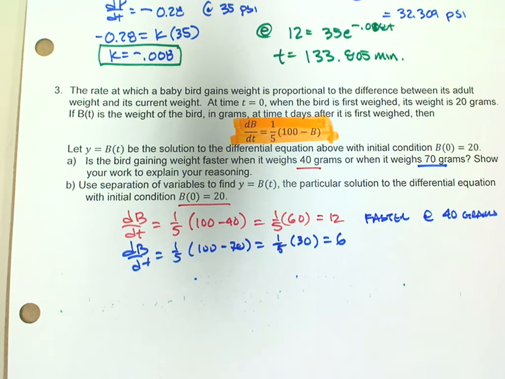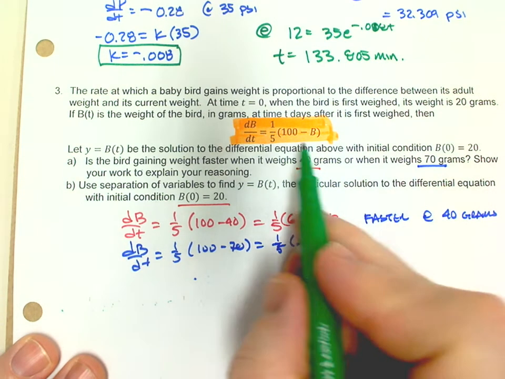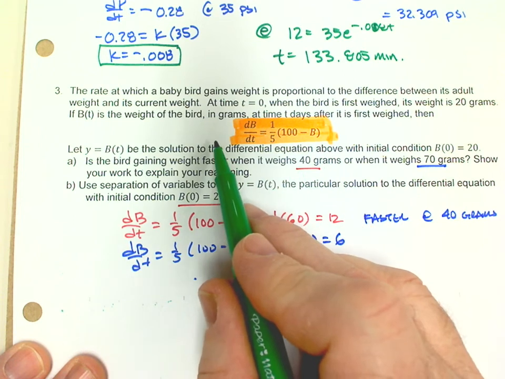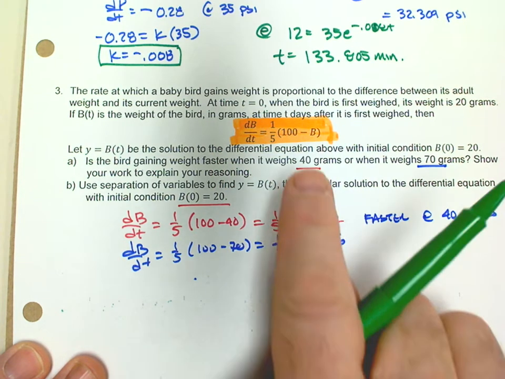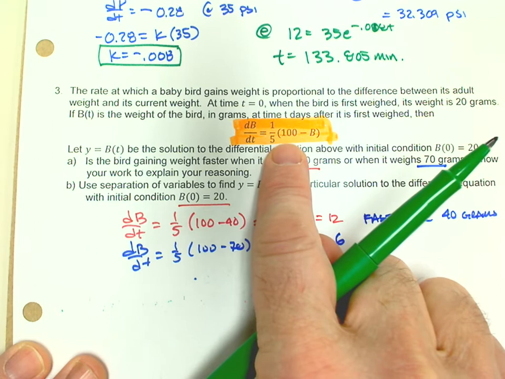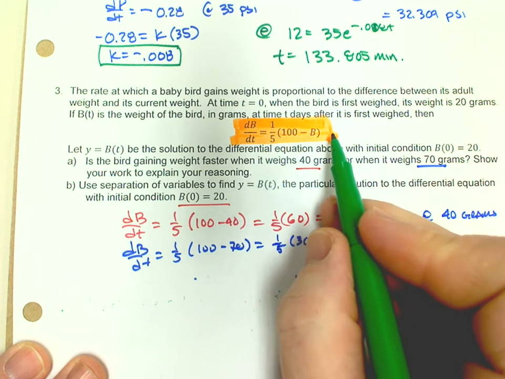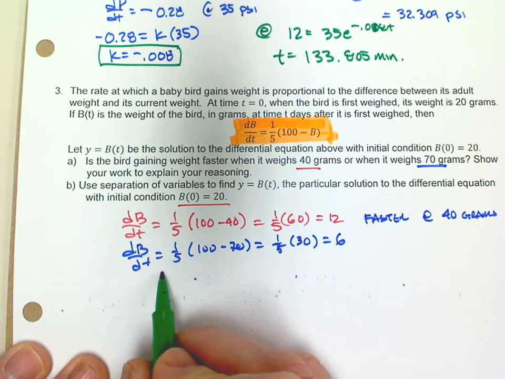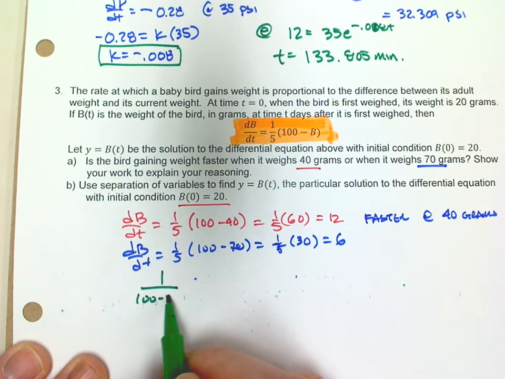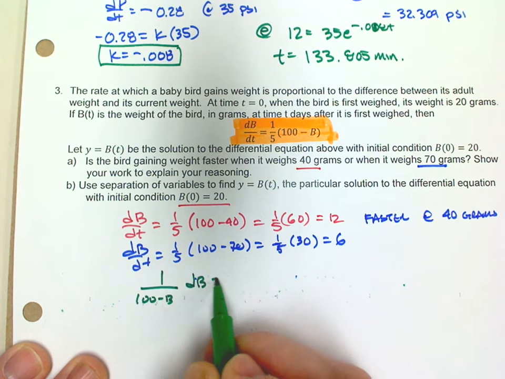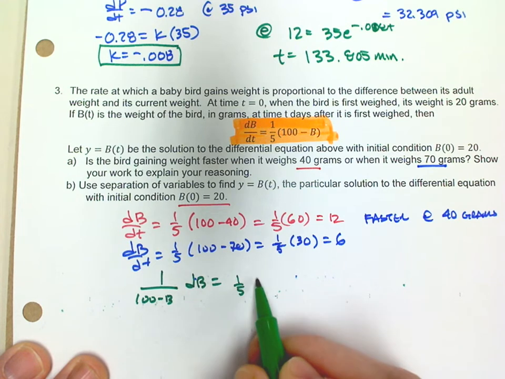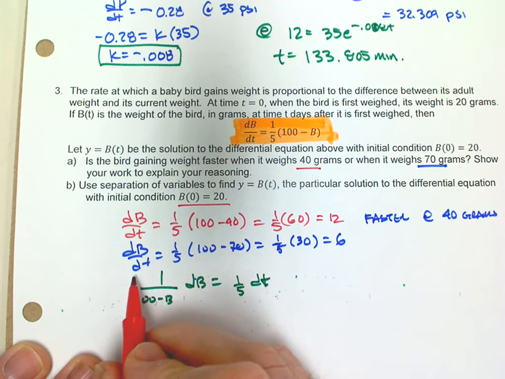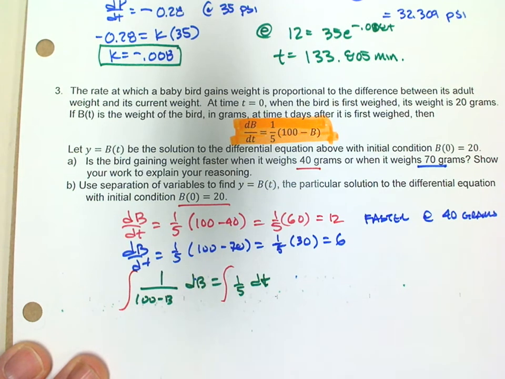Okay? So first things first, we need to separate our variables. I need to get the b on this side and the t on that side. This has already been factored for us, so they're making our job pretty easy on this one. So let's divide by 100 minus b and multiply by dt. Once we get to this step, we have our variables separated.